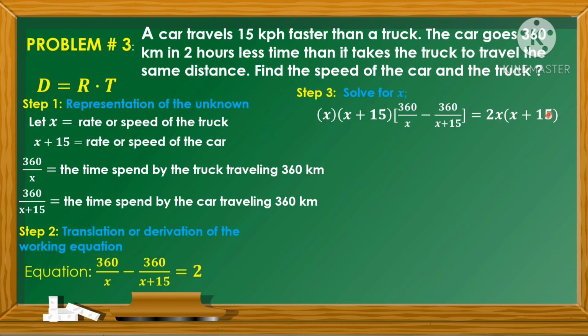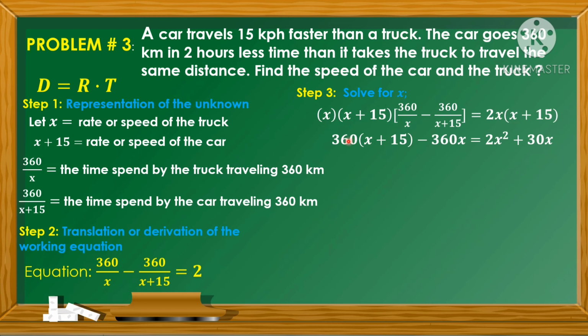Tapos, i-multiply yung nasa right side naman. Kaya, ang magiging result niyan ay 360 times x plus 15, kasi na-cancel itong x. So, ito lang ang minultiply. Minus, na-cancel naman yung 15. So, yung x na lang at saka 360x. Equals 2x times x, 2x squared. Then, 2x times 15, 30x.